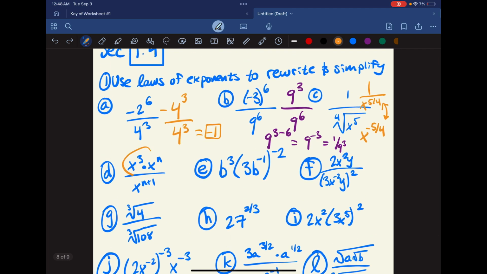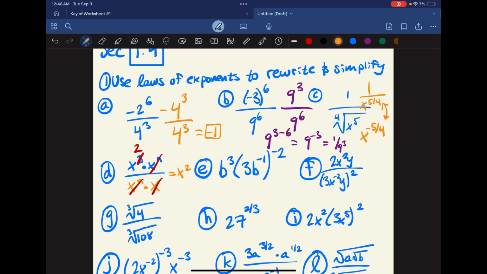Okay, x to the 3 times x to the n divided by x to the n plus 1. So we can rewrite this x to the n plus 1 as x to the n times x, because addition within the exponent is the same thing as multiplication outside of the exponent. So then this x makes this a 2, and then this straight up cancels with this. So this is just x squared.